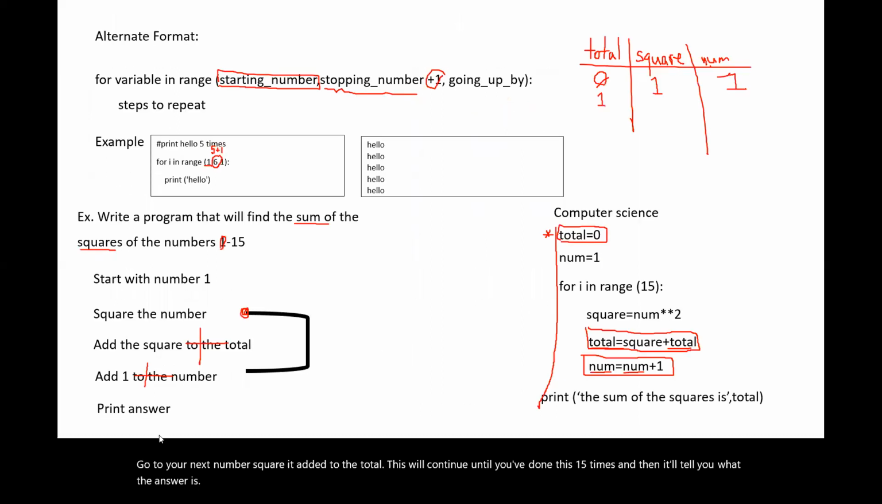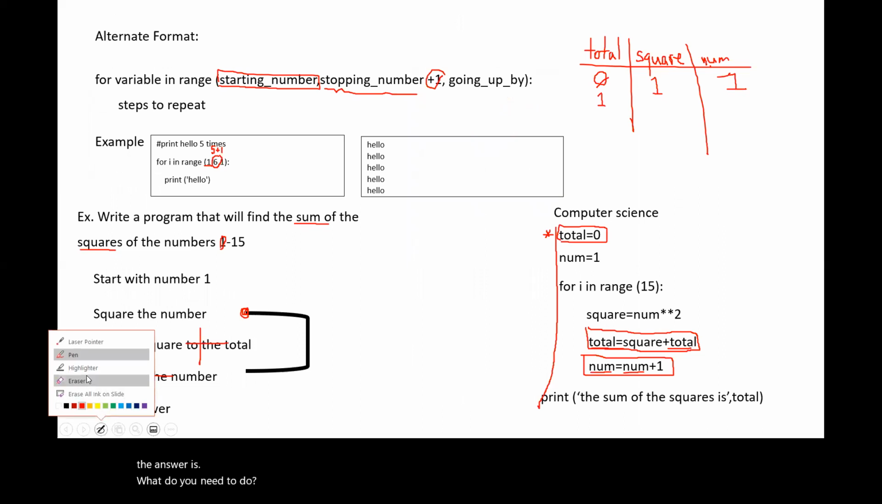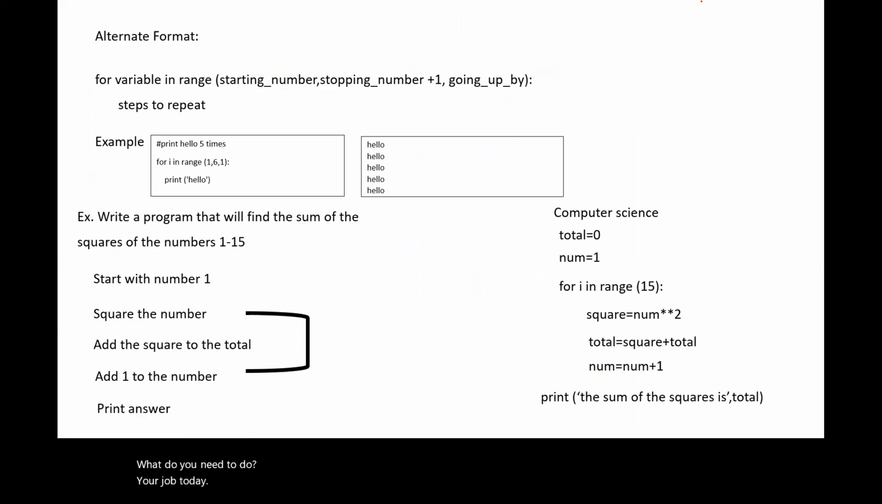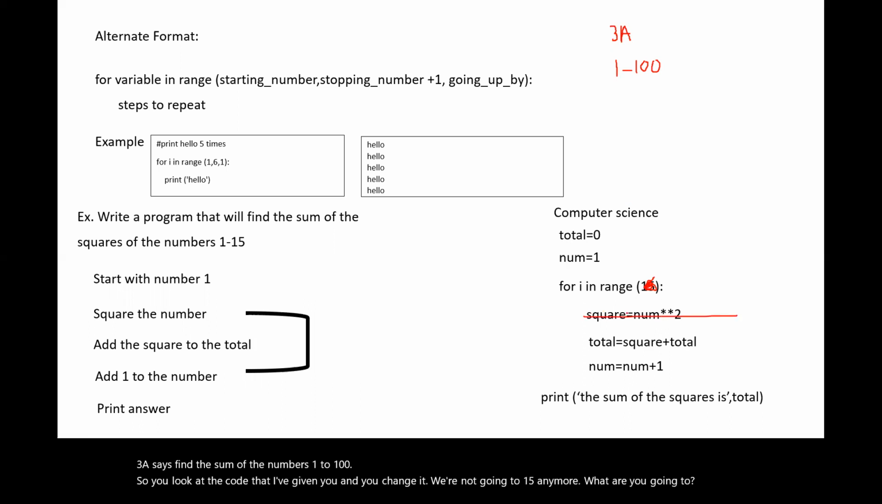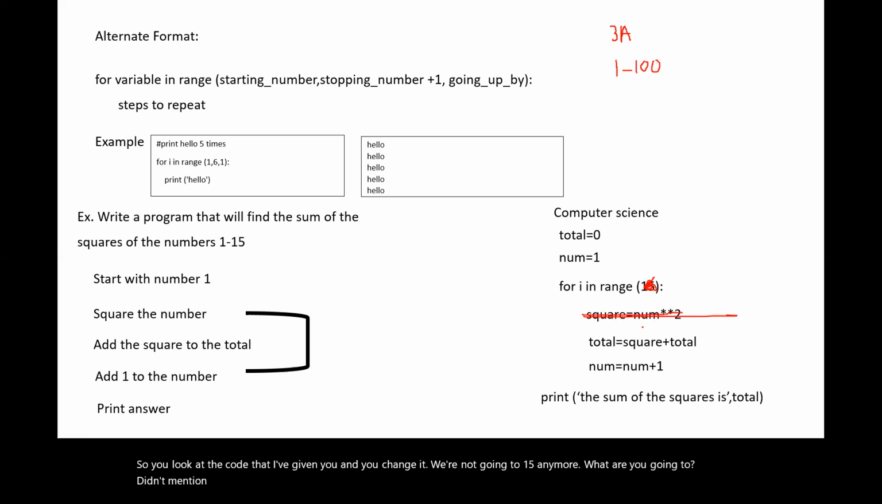Okay, what do you need to do? Your job today, you're going to do assignment 3A. 3A says find the sum of the numbers 1 to 100. So you look at the code that I've given you and you change it. We're not going to 15 anymore. What are you going to? Didn't mention squares anywhere, so we're going to take that out and take that out. So your big question is, what are you adding to total?